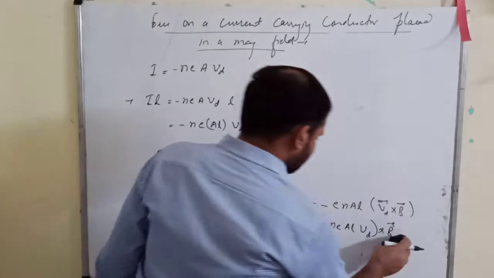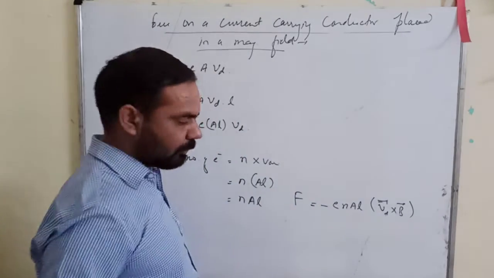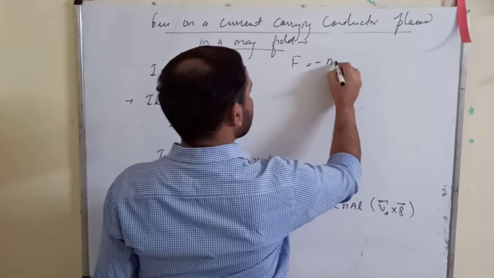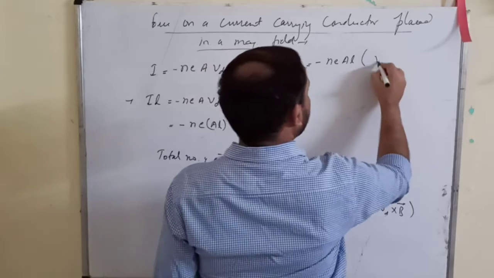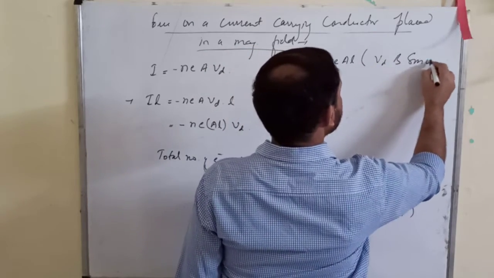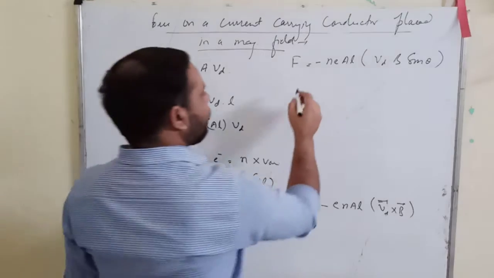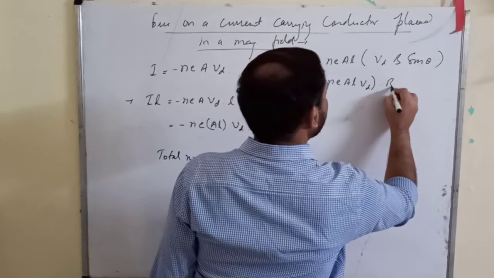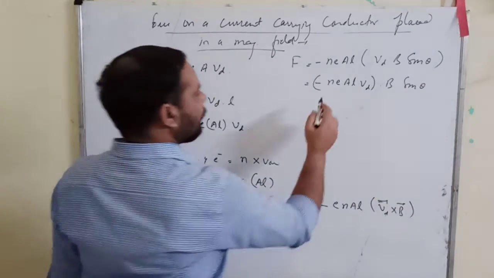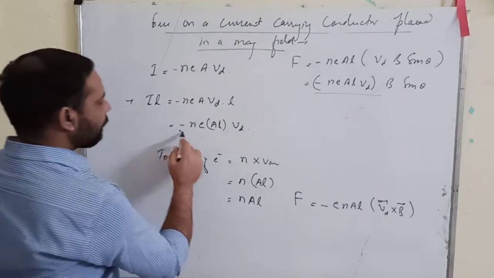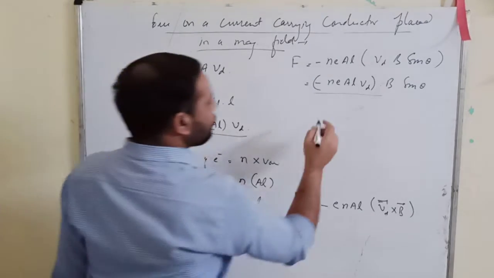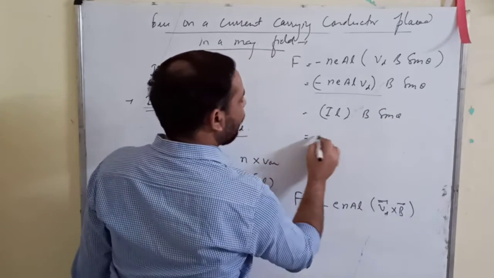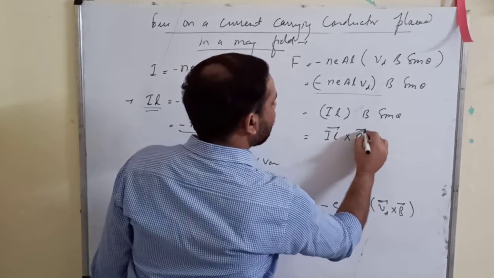Or simply you can write it like this. Let me make it more clear. Capital F is equal to minus NEAL Vd B sin theta. Now how much is NEAL Vd? This is IL. So this is ILB sin theta, or you can say IL vector cross B vector.